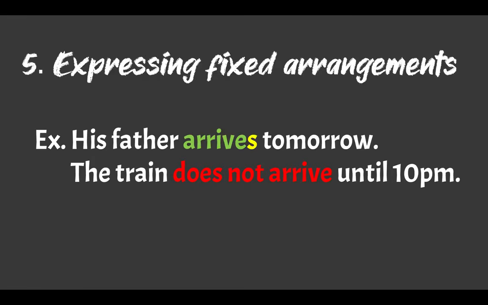Number 5, expressing fixed arrangements. So for example, his father arrives tomorrow. This is a fixed arrangement. You know that his father will arrive tomorrow, so we use the present simple. His father arrives tomorrow for sure. The train does not arrive until 10 p.m. This is a fixed arrangement. The train doesn't arrive until 10 p.m.